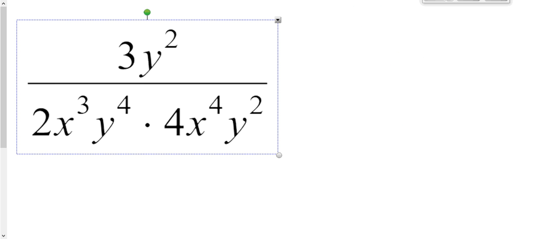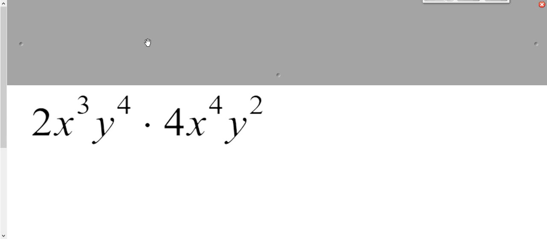Alright, let's try another one like this. So first start with the top. There's nothing I can do to make the top simpler than it currently is, so it's 3y squared. 3 and y are not the same base, so we can't use the product rule. The 2 can't do anything with the 3. There's literally nothing to do with that.